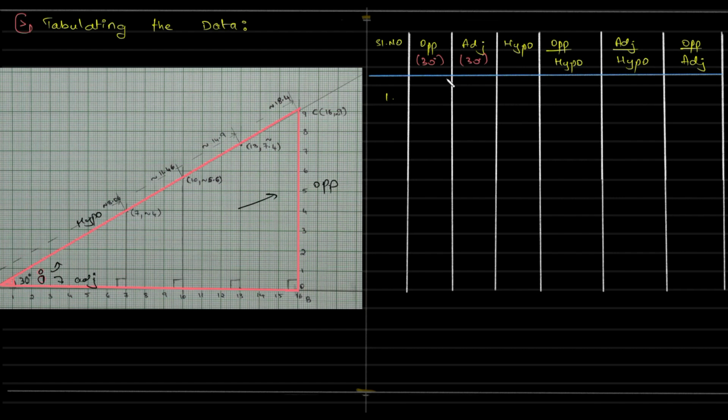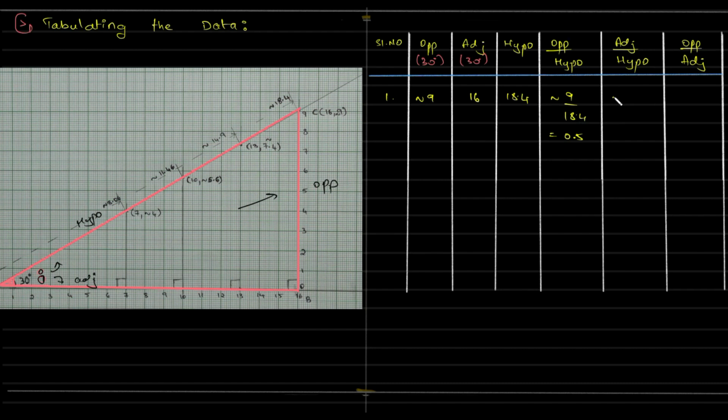So the opposite length is approximately 9. We're not looking at the exact value because it's human made, right? So we won't get the exact value. Adjacent is 16, hypotenuse is 18.4. So the next step is to take the ratio 9 by 18.4, approximately 0.5. 9 divided by 18.4 is 0.5.